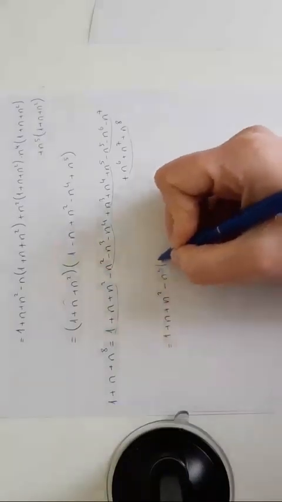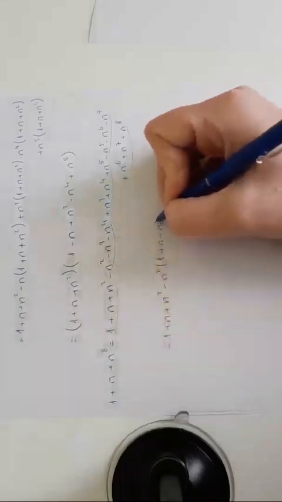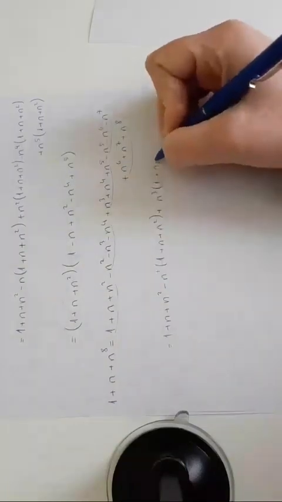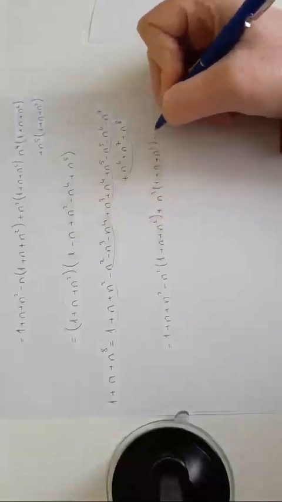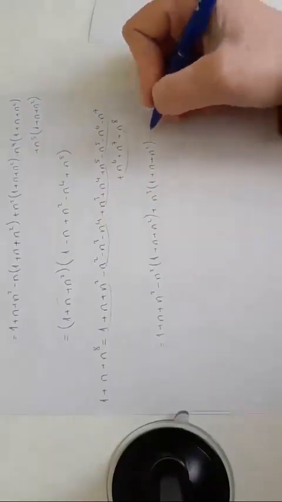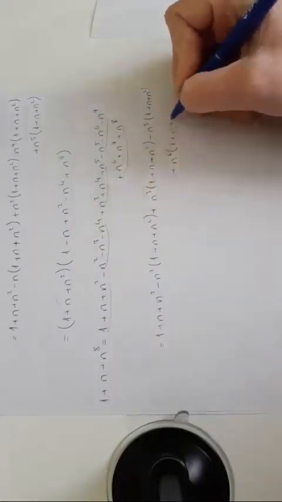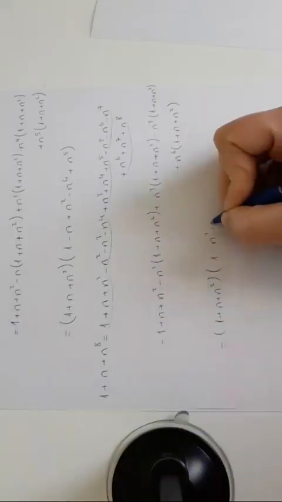The common term here is minus n squared, so it will become 1 plus n squared plus n cubed times 1 plus n squared minus n to the power of 5 times 1 plus n to the power of 6 times 1 plus n squared times square plus n cubed minus n to the power of 5 plus n to the power of 6.